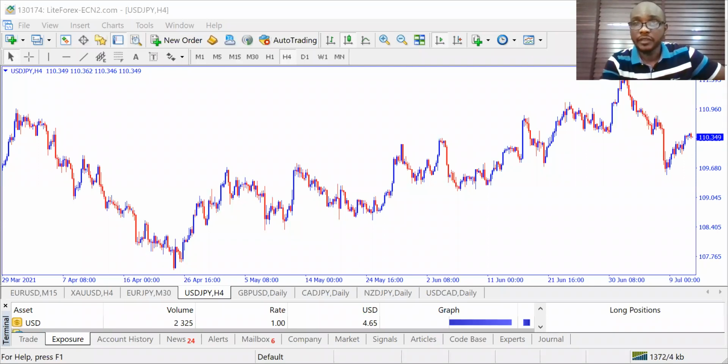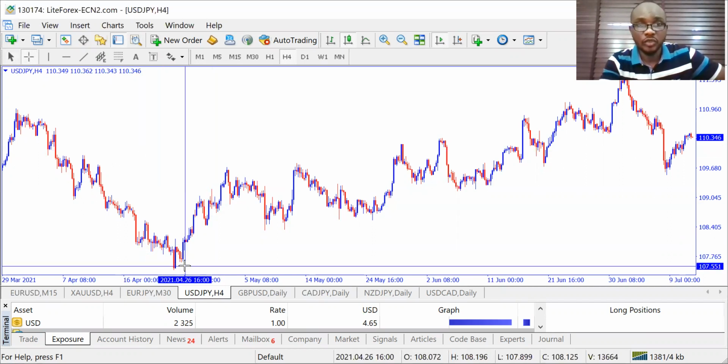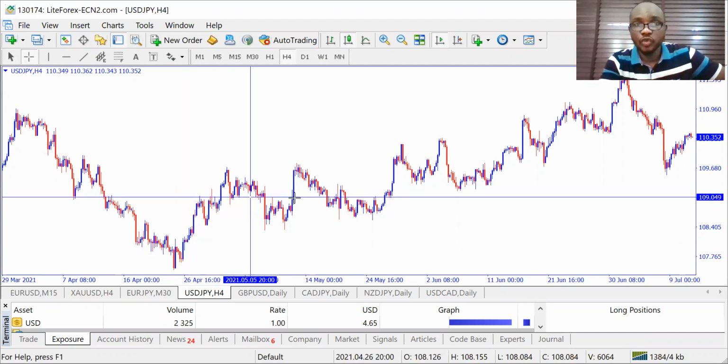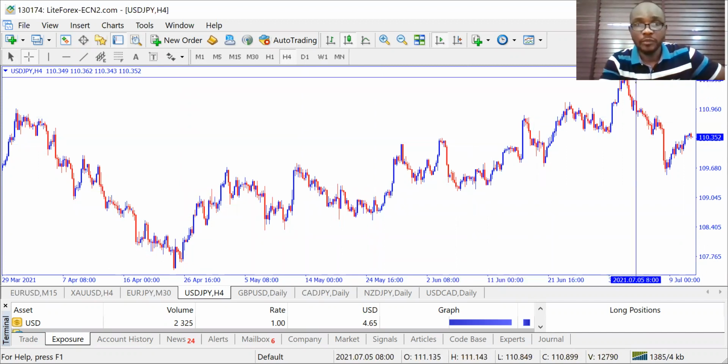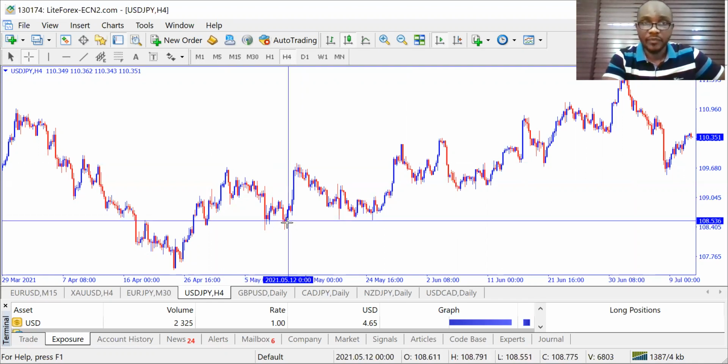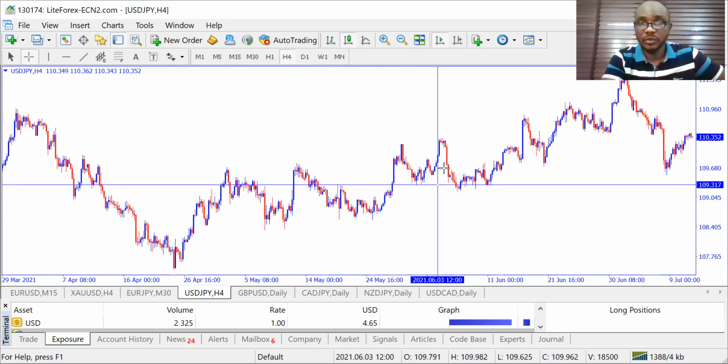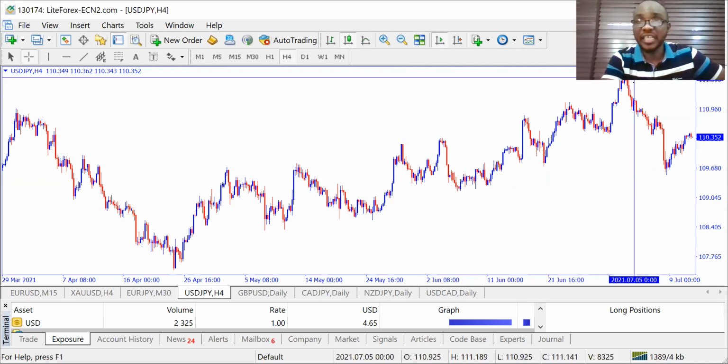Now, in Forex, you have different types of trends. You have an uptrend, which is a trend going from a lower price, which is 107.535, to a higher price. An uptrend is a trend going upwards, having higher high, higher low, higher high, higher low. It keeps going up and down until you get the peak.